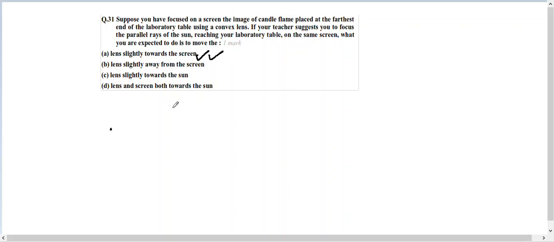So it was a very simple question, just having a basic understanding of where the object is and where the image should be formed.